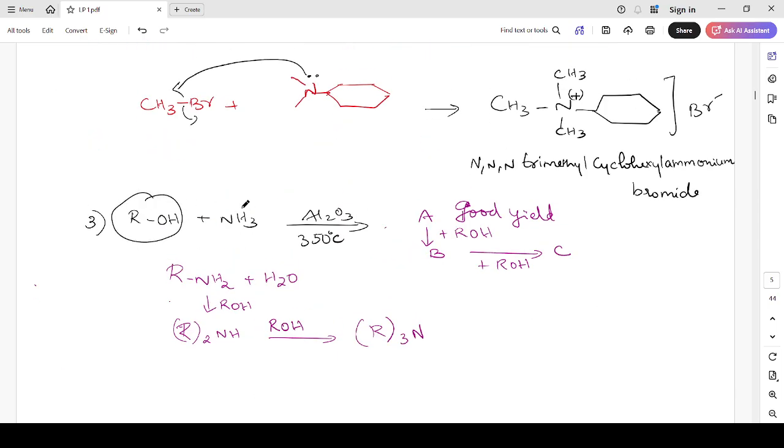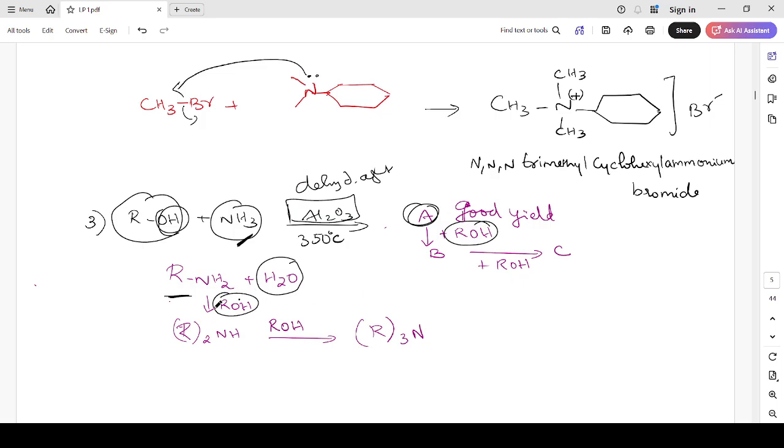So I'm having alcohol. I treat it with ammonia in the presence of alumina. What is alumina? Dehydrating agent. So I can understand I should remove water. Yes. So OH from here and hydrogen from here. So I form RNH2. To this, I'm adding ROH. So what is this reaction called? Typically an ammonolysis type of reaction, isn't it? Having RNH2, to this I'm having ROH. Ma'am, it's like that Hofmann elimination kind of thing.